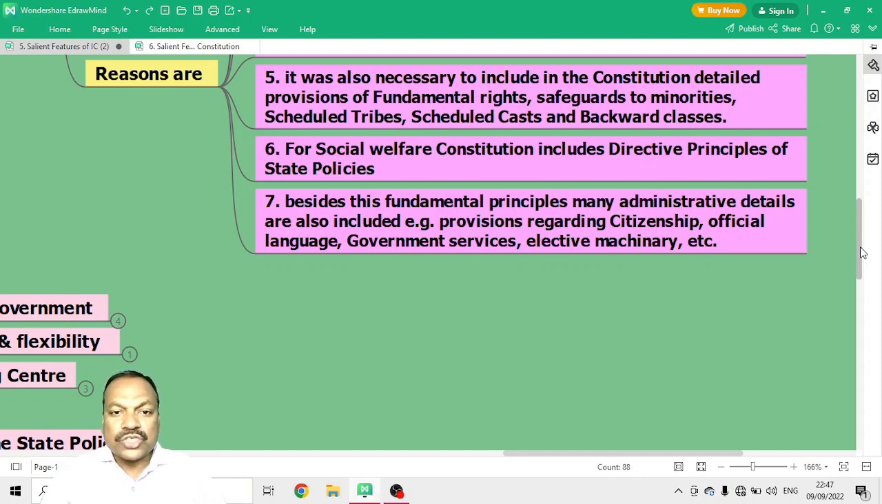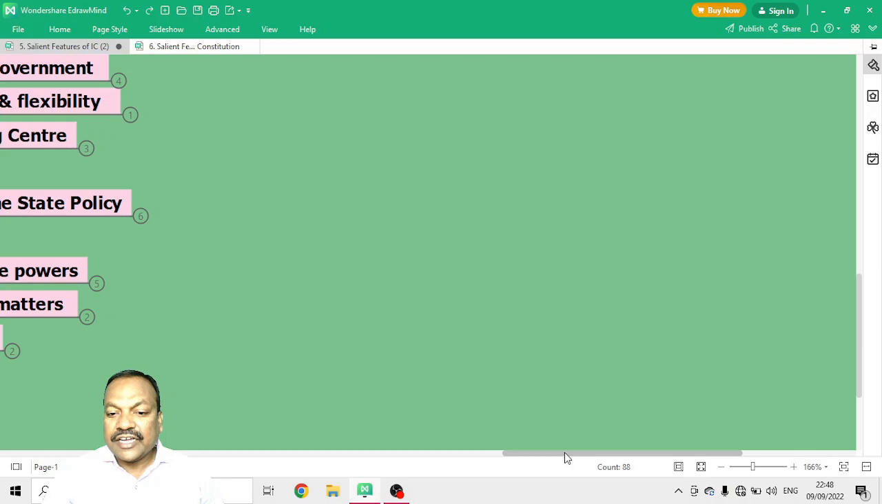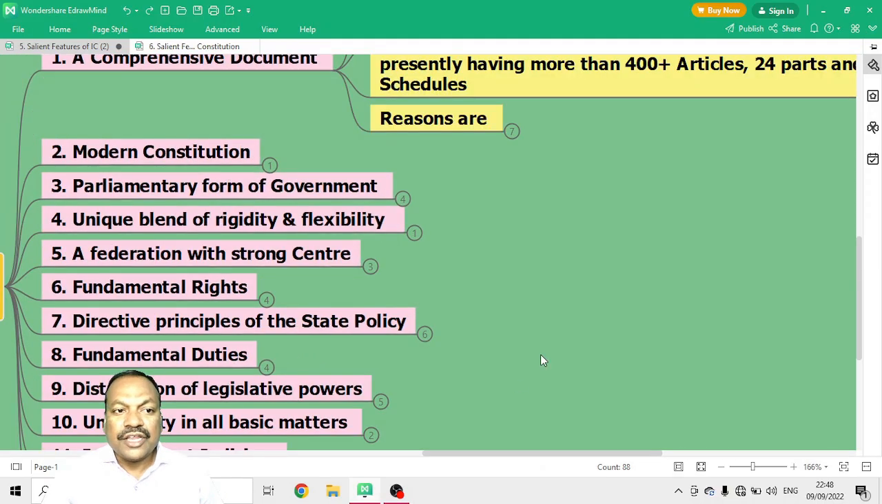Sixthly, for social welfare, the Constitution includes directive principles of state policy. And lastly, besides these fundamental principles, many administrative details are also included in our Constitution. For example, provisions regarding citizenship, official language, government services, electoral machinery, etc. So these are some reasons due to which our constitution looks like the bulkiest constitution in the world.